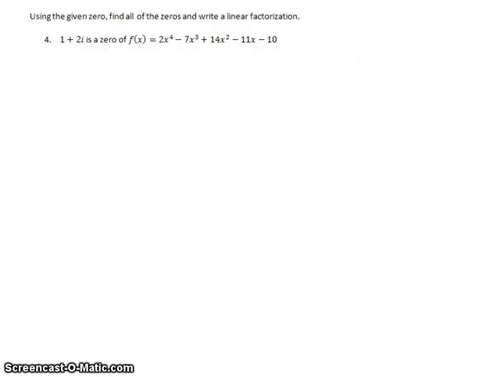So what we want to do on this problem here is use this given 0 to find all the zeros and write a linear factorization. The first thing that we know is that because this complex number is a 0, its conjugate is also a 0. And let's go ahead and start synthetically dividing to find the other zeros. We're going to break this down with synthetic division.